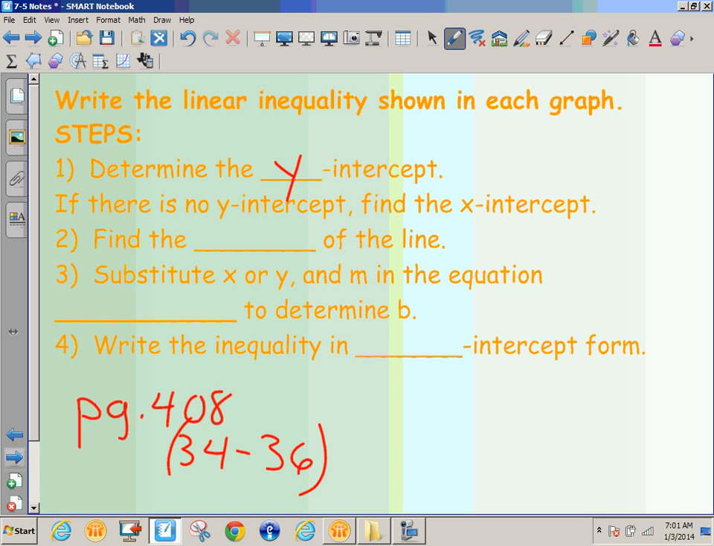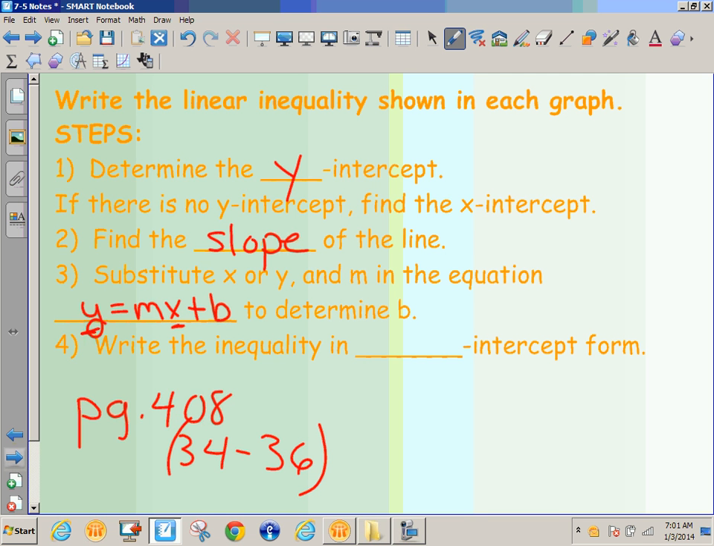Determine the y-intercept. If there is no y-intercept, find the x-intercept. Number 2, find the slope of the line. That should be no surprise to you. And then number 3, substitute x or y and m in the equation to determine b. So you're not going to know the b. This is just a reminder of what slope-intercept form looks like. So once you know x and you know y, then you can solve for b. Write the inequality in slope-intercept form.